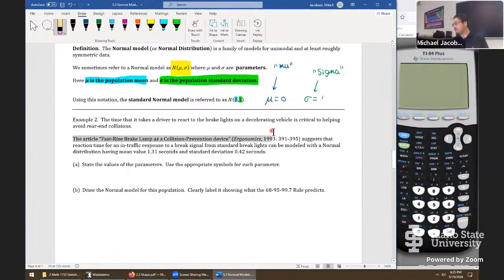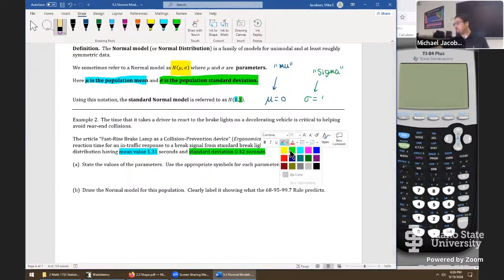This is old data. It suggests that the reaction time for an in-traffic response to a brake signal from a standard brake light can be modeled with a normal distribution, or normal model. Let's pause right here. He's saying the time it takes to react when you see someone braking in front of you can be modeled with a normal distribution, having a mean value of 1.31 seconds and a standard deviation of 0.42 seconds.